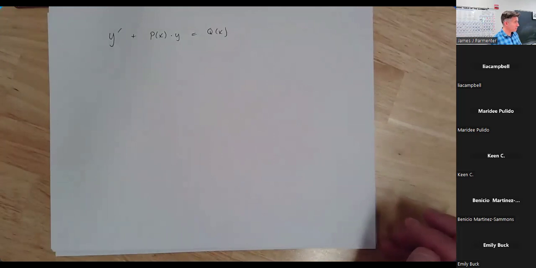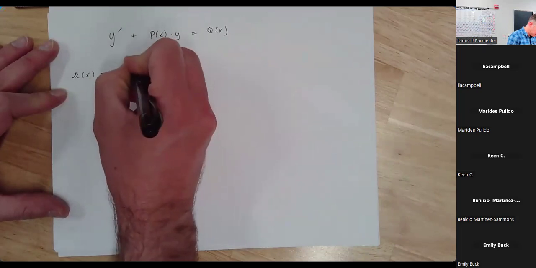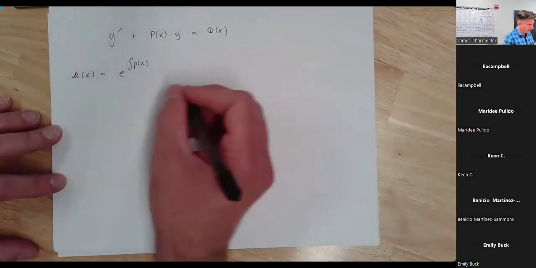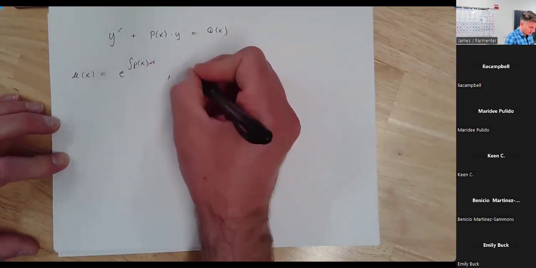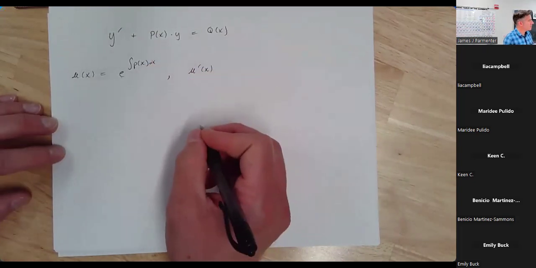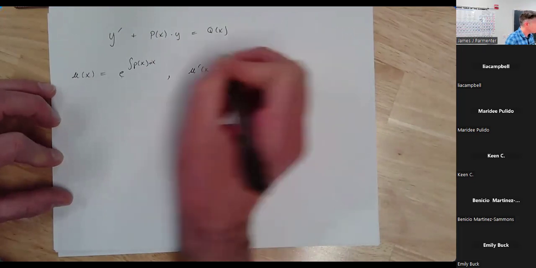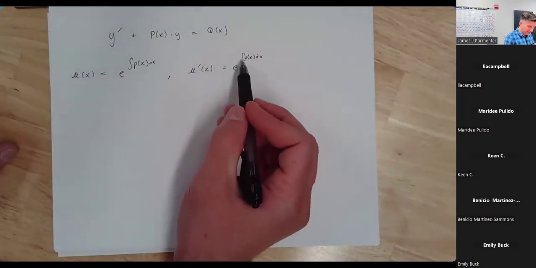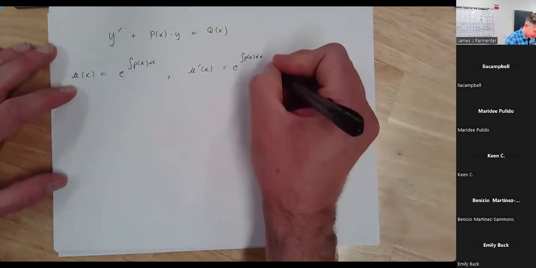So in fact, here's why this works. If we multiply everything by mu of x, which is equal to e to the integral of p of x. In fact, before we do that, let me ask everybody. If mu of x is equal to e to some stuff, what's the derivative of mu of x? What's the derivative of e to some stuff? E to the stuff times... What's the derivative of the integral of p of x? Let me say that one more time. What's the derivative of the antiderivative of p of x? Just p of x.